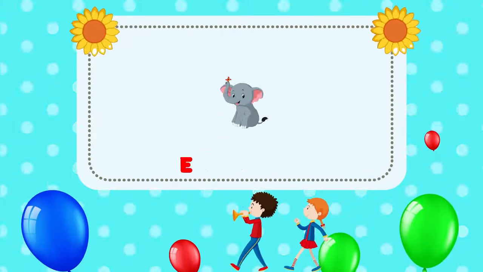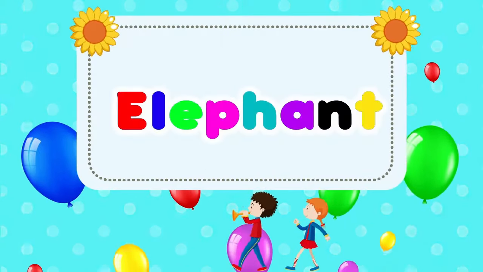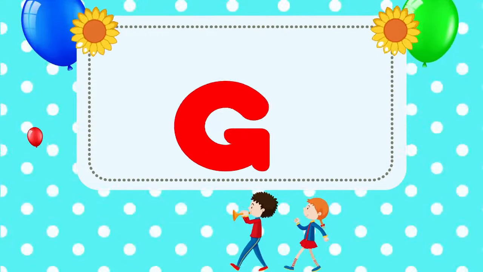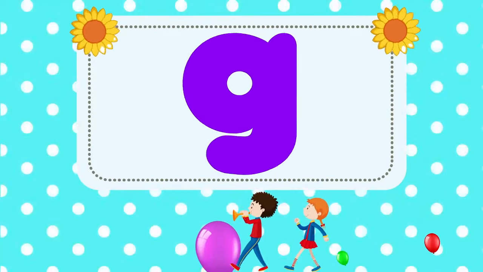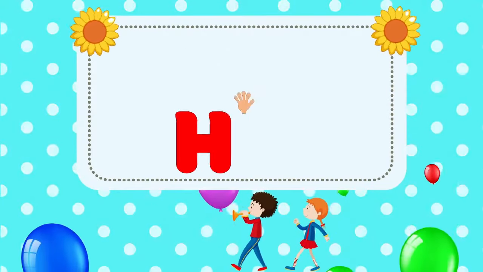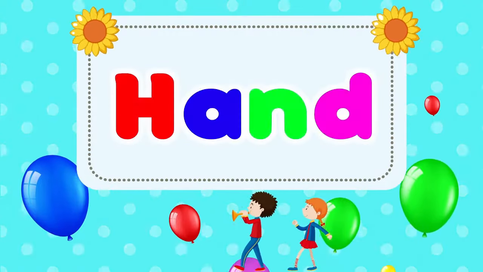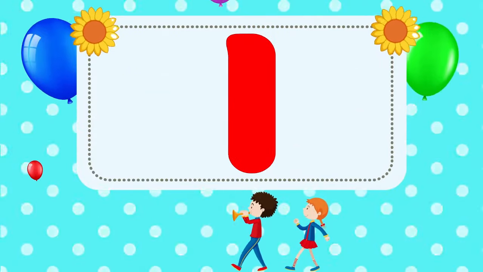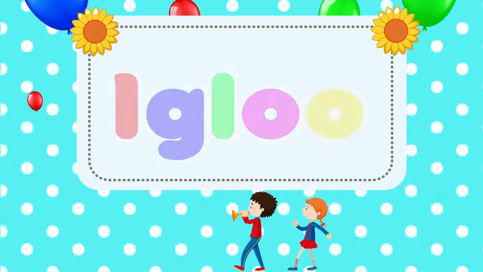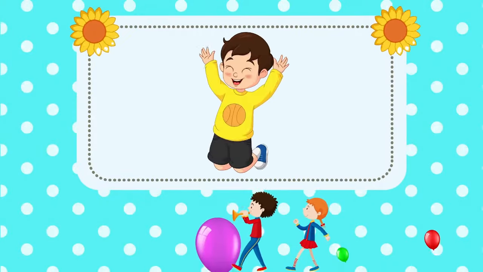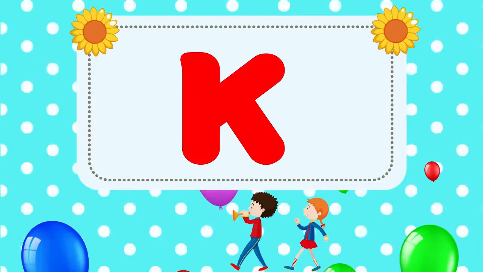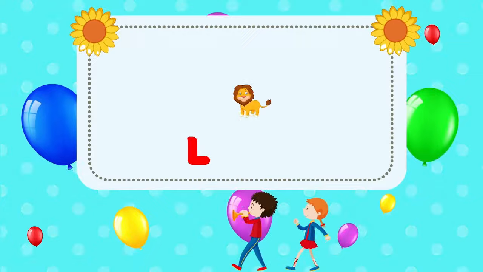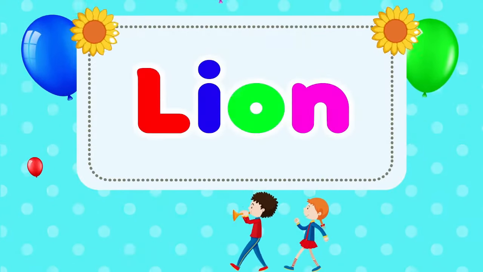E is for elephant, e, e, elephant. F is for frog, f, f, frog. G is for goat, g, g, goat. H is for hand, h, h, hand. I is for igloo, i, i, igloo. J is for jump, j, j, jump. K is for kangaroo, k, k, kangaroo. L is for lion, l, l, lion.